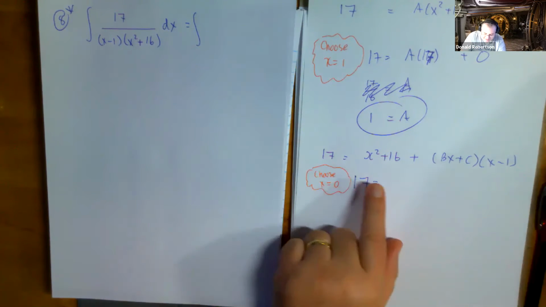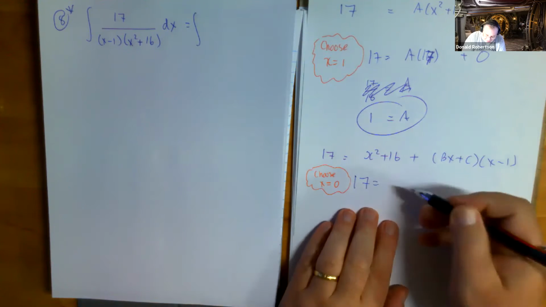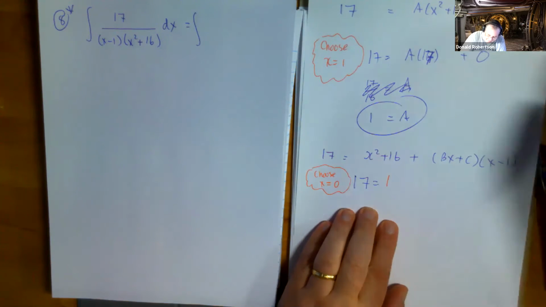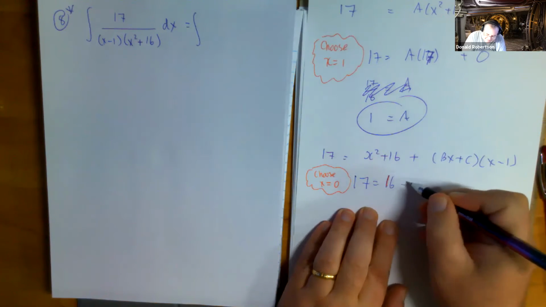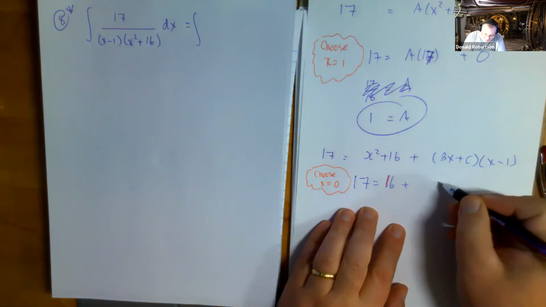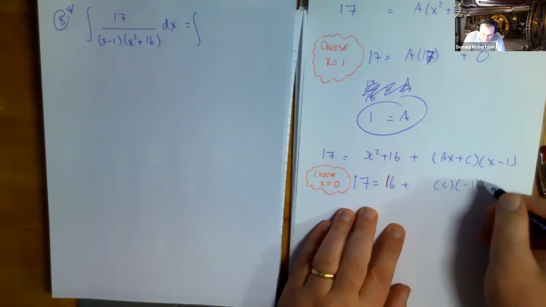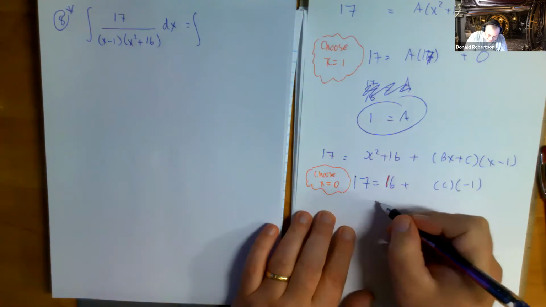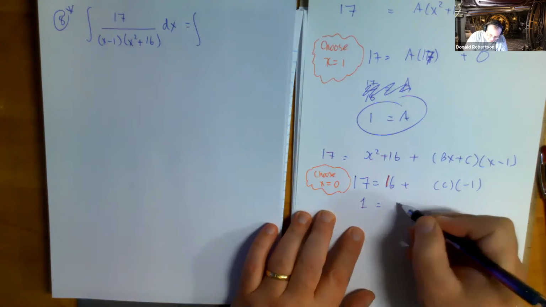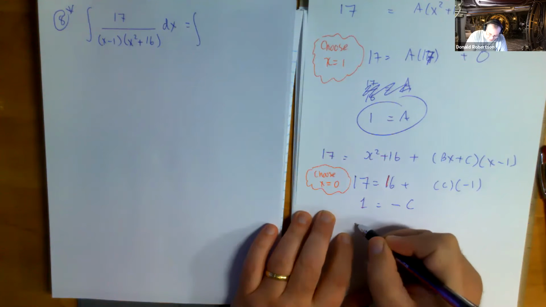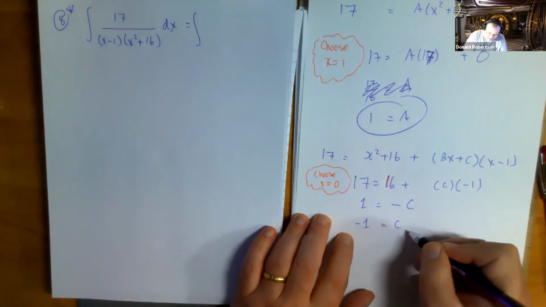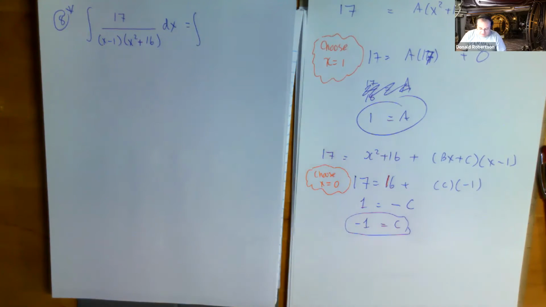So 17, nothing squared plus 16. I get that. Oops, I get that correct. And then nothing times C basically just gets you a C, right? Nothing plus C gets you a C, and a negative 1. And that gets you 1 equals negative C. So that makes C negative 1. I hope I did that one right.